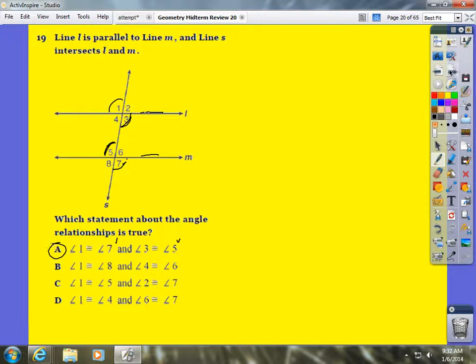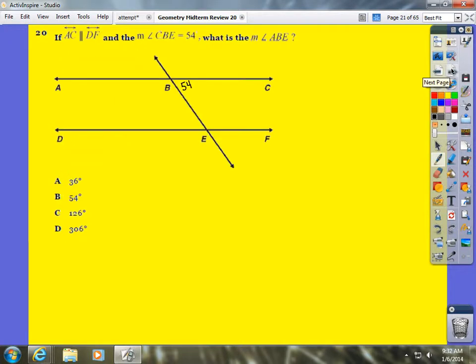Now let's see if we can move on. If AC is parallel to DF and CBE, that's this angle here, is 54 degrees, what's the measure of ABE? So I want to know this one here. This is a straight line, so the very fact that they're parallel means nothing. ABE makes a straight line with CBE, so I'm going to take 180 and subtract 54 degrees, which will give me 126 degrees.